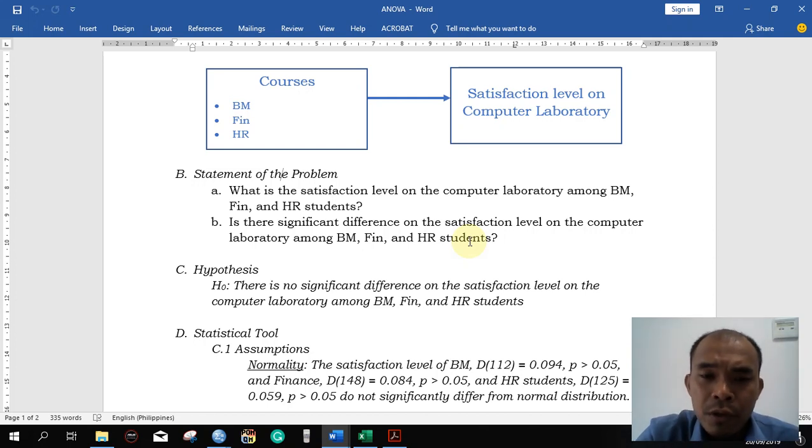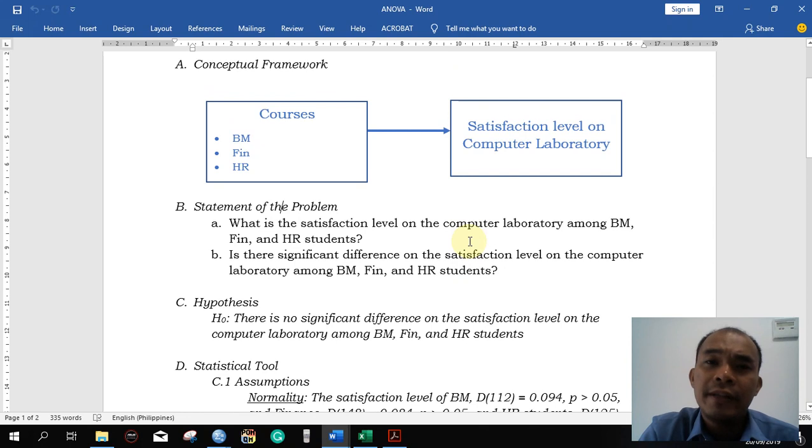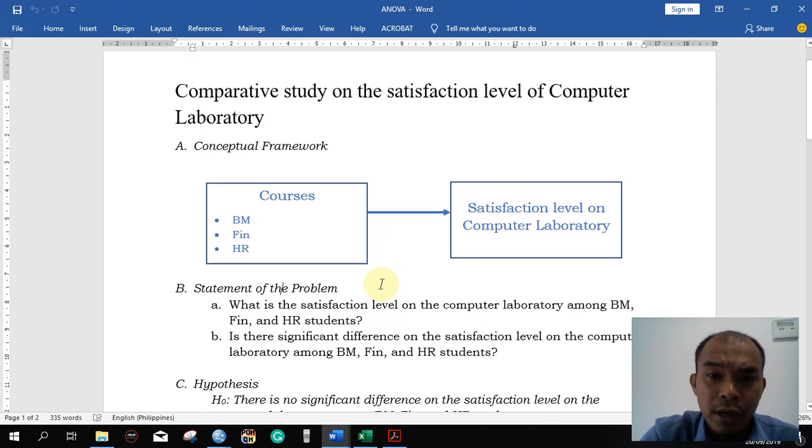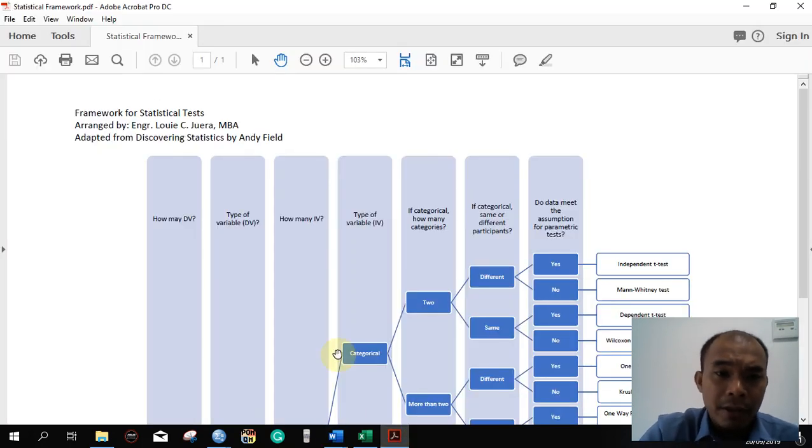So in order to start the assumption, in every test that you want to conduct, always test the assumption first. Okay, you want to test if we're going to need a parametric or non-parametric test. But before that, let's explore our framework. Let's go back to the framework.